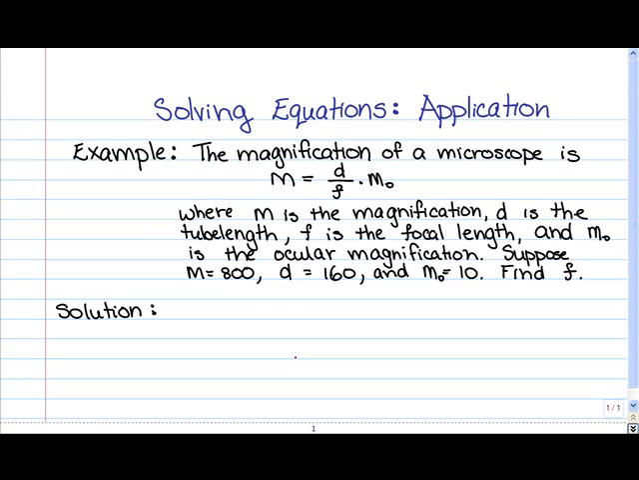Furthermore, we're given values for m, d, and m naught, so we're told that m is 800, d, the tube length, is 160, and m naught, the ocular magnification, is 10, and we're assuming that these are all in the appropriate units so that we don't have to do any unit conversions for this problem, and we're asked to find the focal length f.